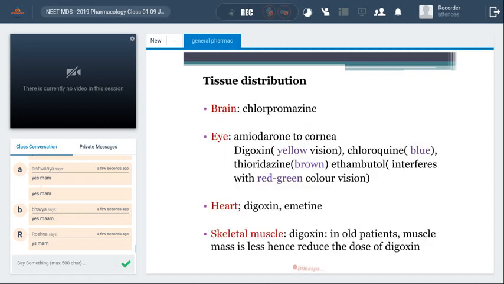Next, we'll go to tissue distribution. So I told you drugs can get distributed to different tissues. Now we have certain examples.